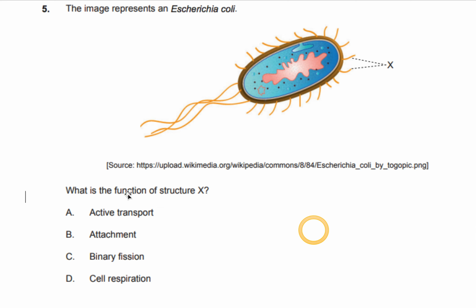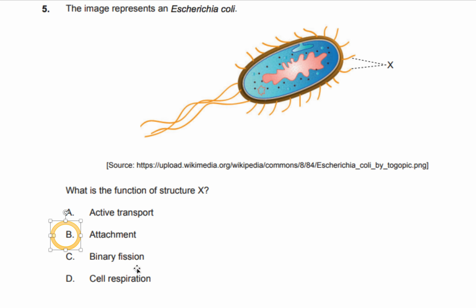Okay, so they're asking you, what is the function of this structure X? Active transport? No. Active transport is when things are moved in and out of the cell. These pili don't do that. All they do is attachment. So attachment, the answer would be B. We know little pumps in the plasma membrane, called protein pumps, can pump things in and out, but not these, not the pili.